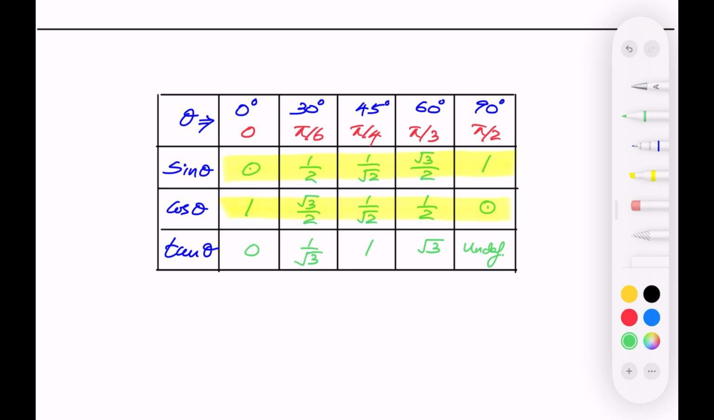Tangent theta is simply the ratio between sine theta and cosine theta. 0 divided by 1 is equal to 0. 1/2 over square root 3 over 2 is equal to 1 over square root 3. 1 over square root 2 divided by 1 over square root 2 is equal to 1, and so on. Finally, tangent 90 degrees is 1 over 0, which is undefined.